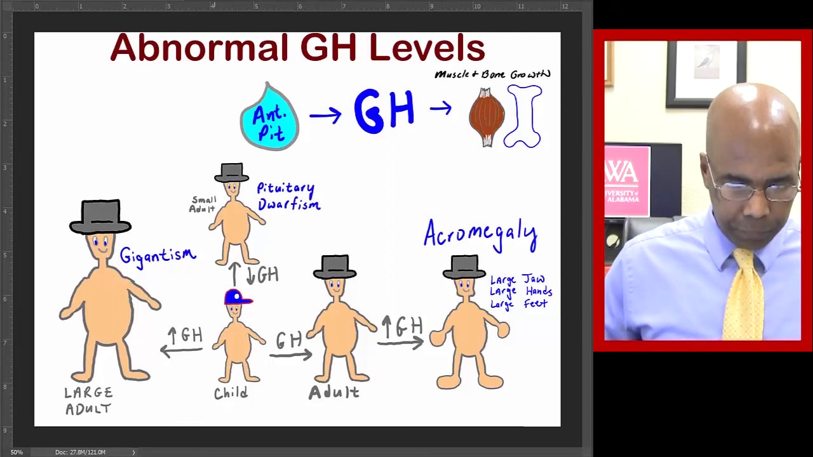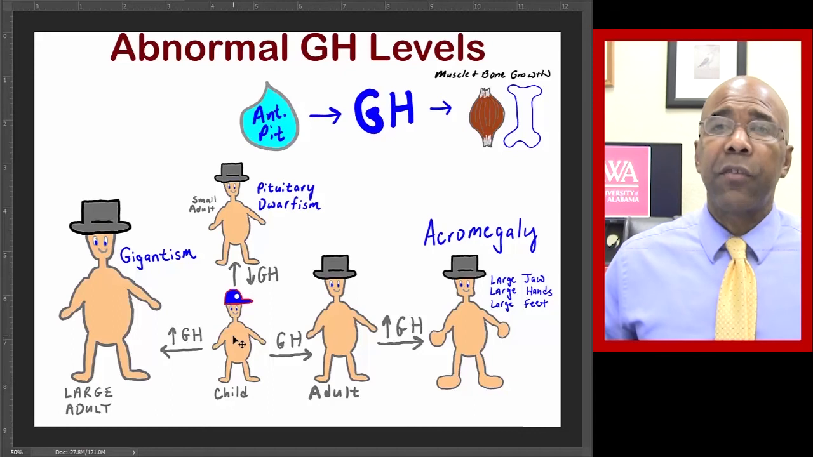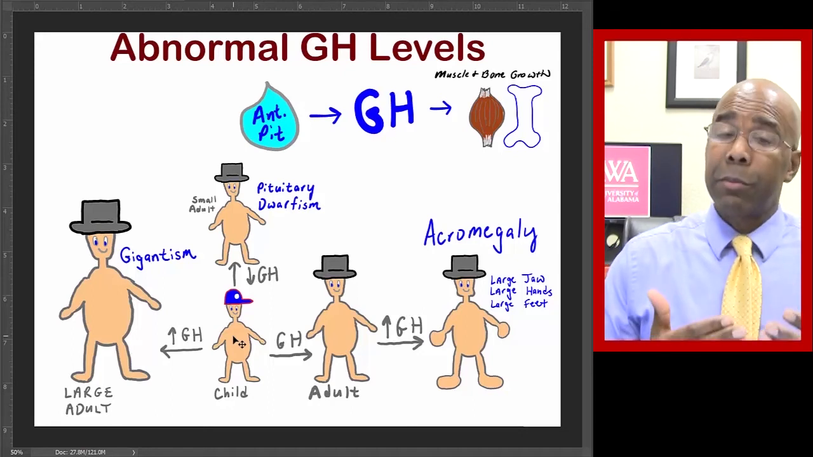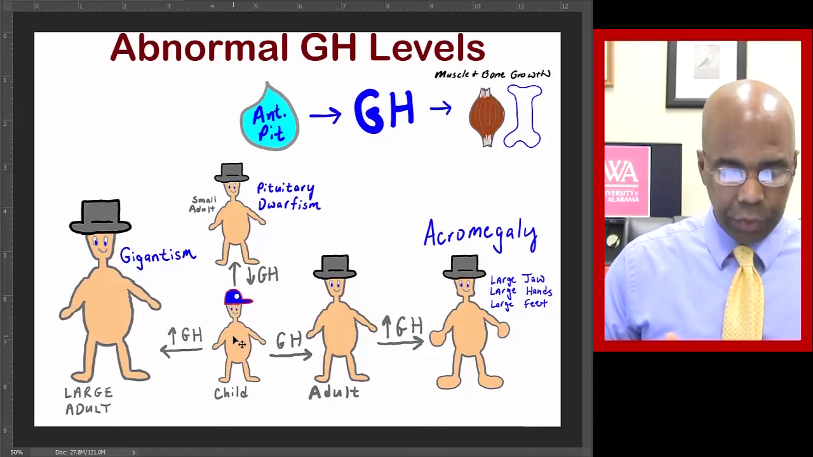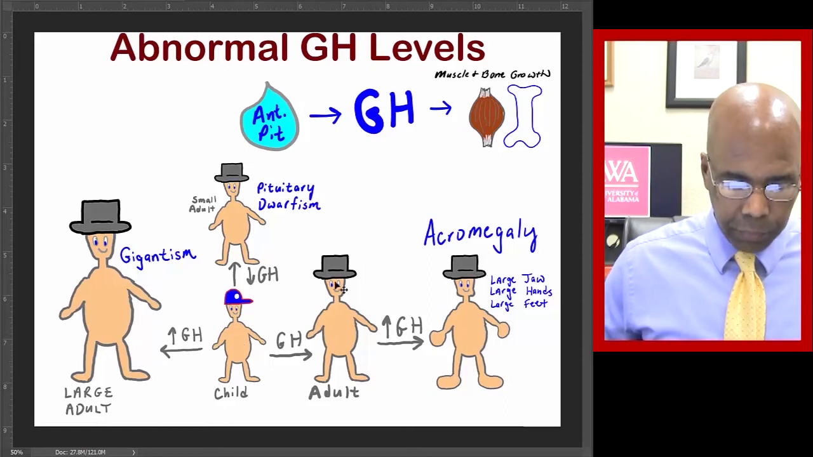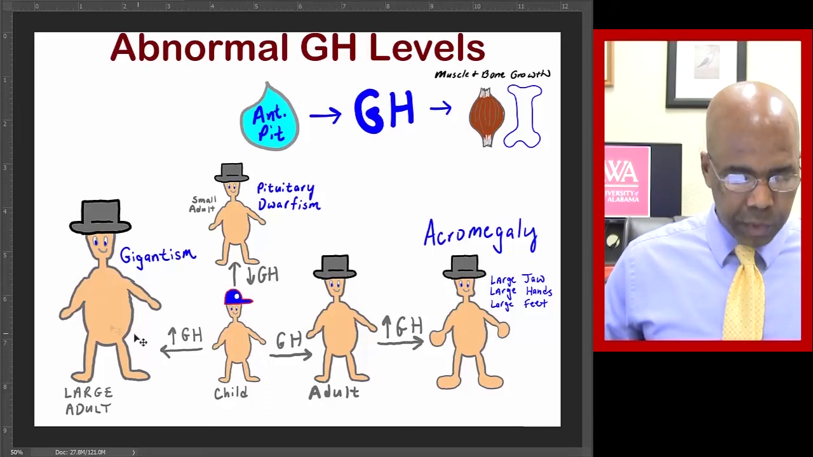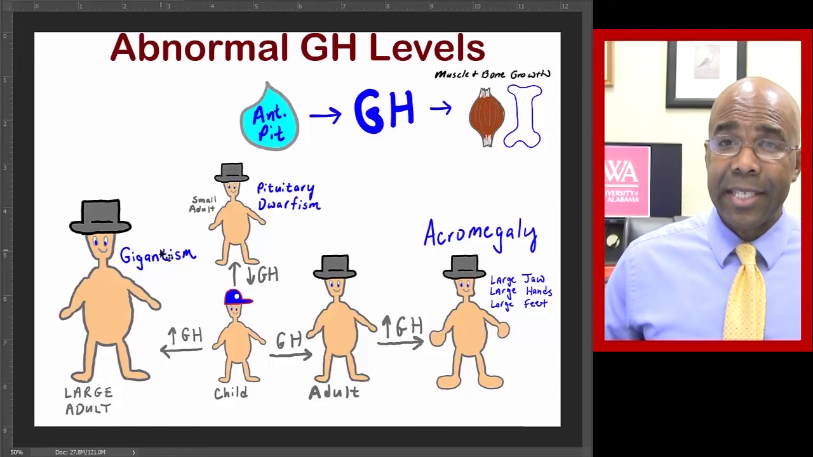Let's review these. So here, if we start out with a child, if a child is exposed to insufficient levels of growth hormone, when that child becomes an adult, that child is going to be a small adult. And so this condition is known as pituitary dwarfism. And that one is shown here. When a child is exposed to excess growth hormone, that child is going to grow into a very large adult, and this condition is known as gigantism.